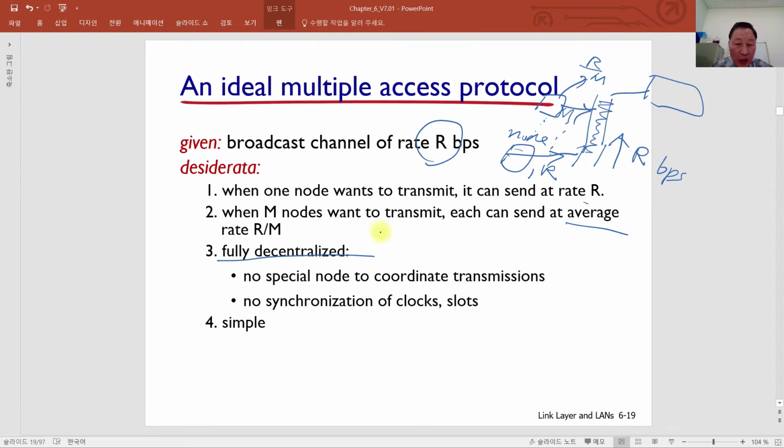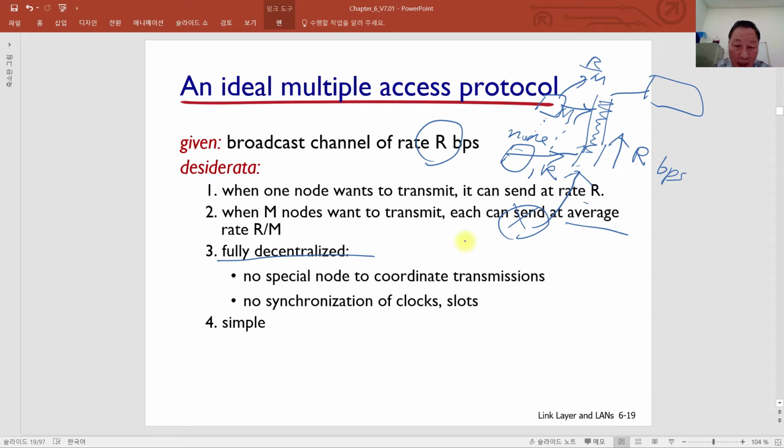And if possible, that should be fully decentralized. The scheme should be decentralized. No special node to coordinate transmission. Thus, there is no special node coordinating or controlling the transmission.